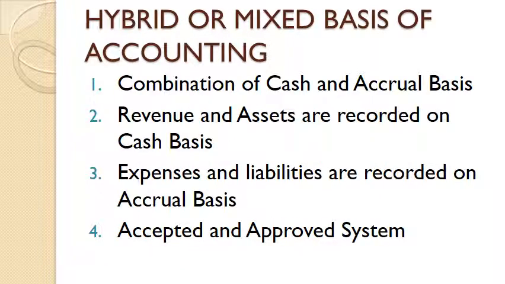This is the last topic of your chapter, that is hybrid or mixed basis of accounting. This is the combination of cash and accrual basis. We have already studied the cash and accrual basis, so this mixed or hybrid basis is the combination of these two. That means revenue and assets are recorded on the cash basis, the revenue which we earn after selling our product, and the assets. While the expenses we made, or the liabilities or obligations which we have, are recorded on the accrual basis. So it is a combination of both, and it is an accepted and approved method by courts. This method is acceptable by all.